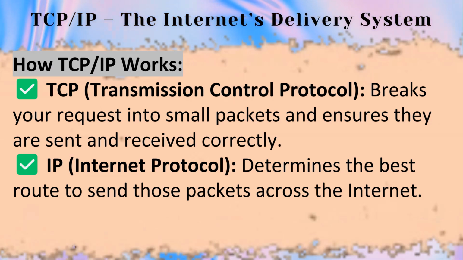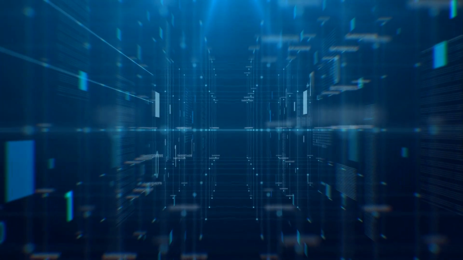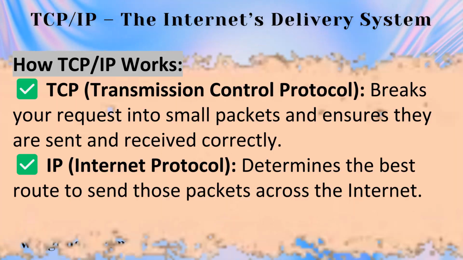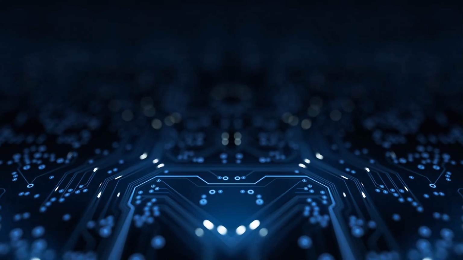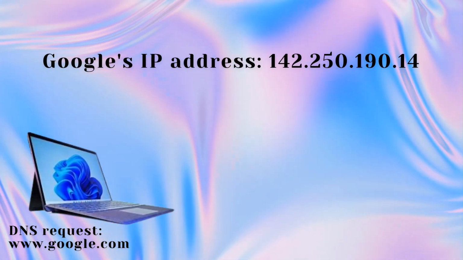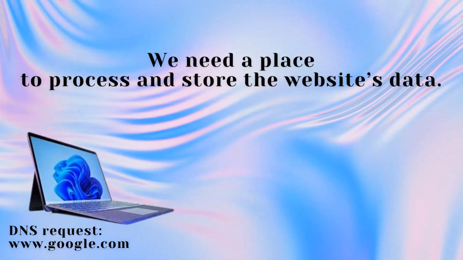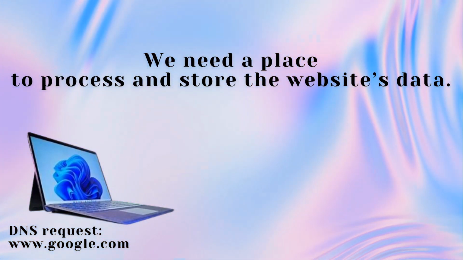TCP, Transmission Control Protocol, breaks your request into small packets and ensures they are sent and received correctly. IP, Internet Protocol, determines the best route to send those packets across the Internet. Now that we have Google's IP address and our request is broken into packets, we need a place to process and store the website's data.